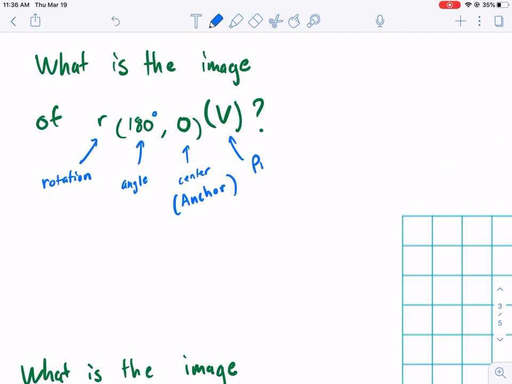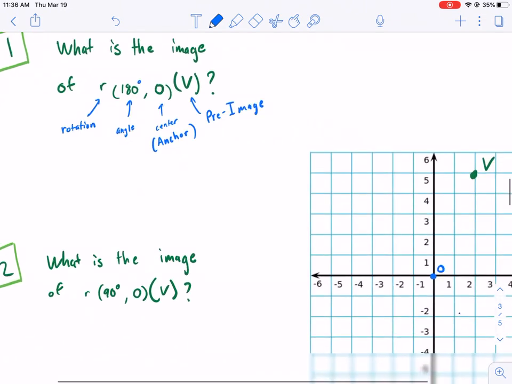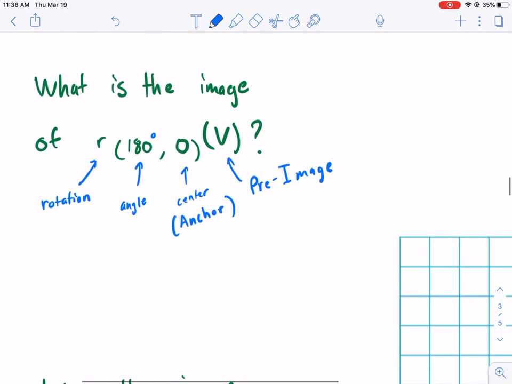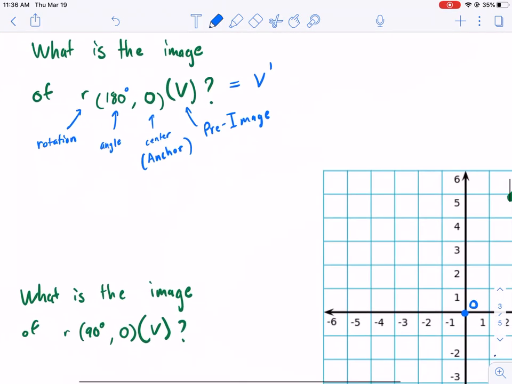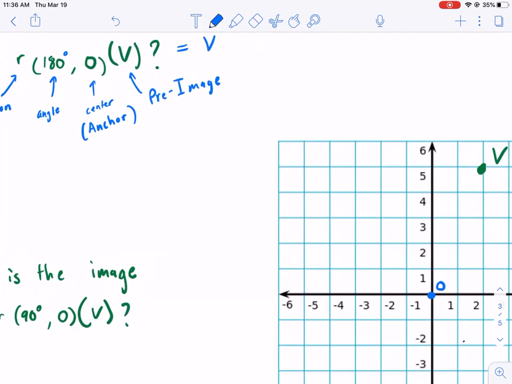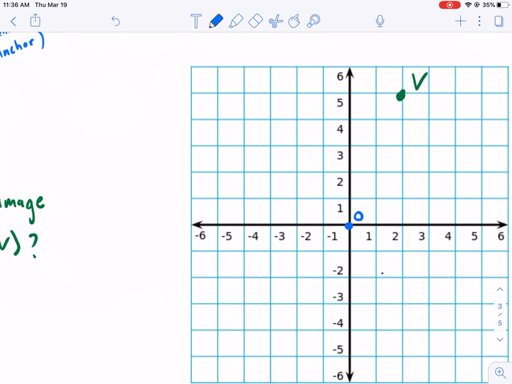And this is our pre-image. So after we're done rotating this, we're only rotating one point, it seems. That's pretty simple. It's going to be equal to V prime. That's going to be our final result. Okay. So 180 degrees, that's half a circle.